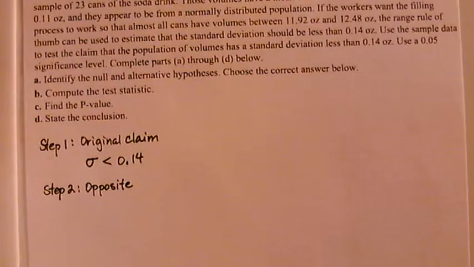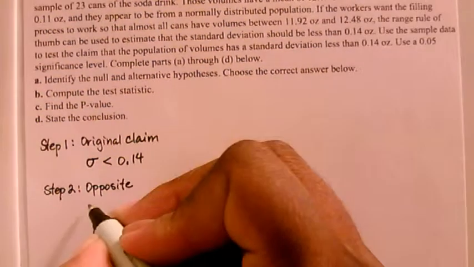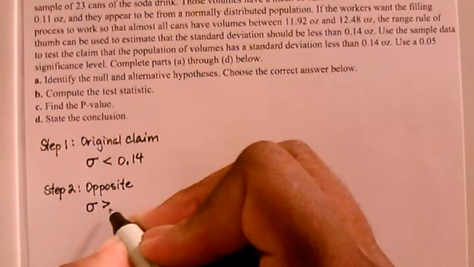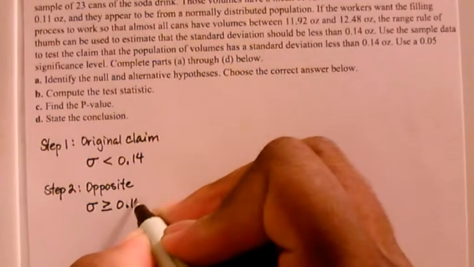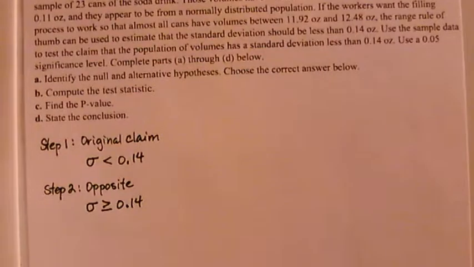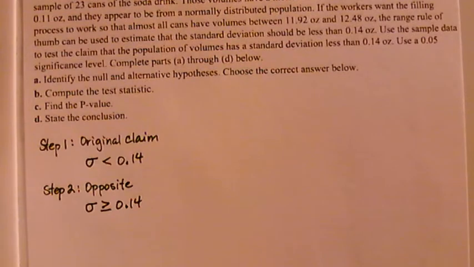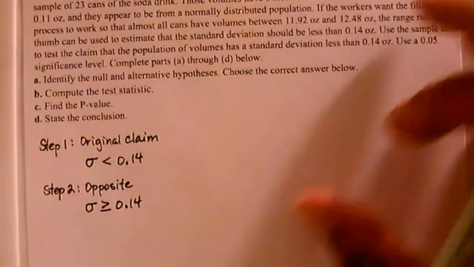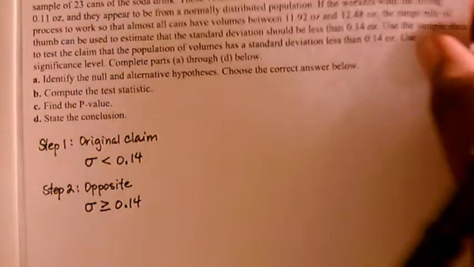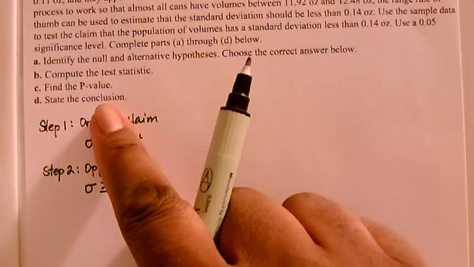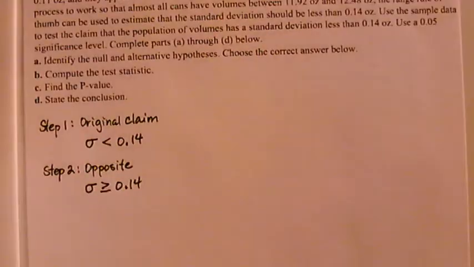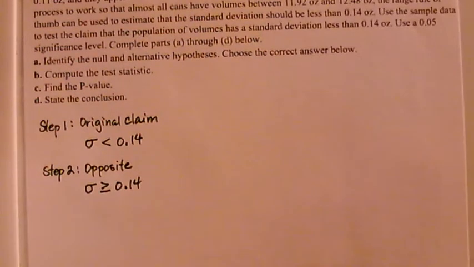Well, the opposite of less than would be greater than or equal to. So that opposite would be sigma is greater than or equal to 0.14. And then from steps 1 and 2, we can write our null and alternative hypothesis. So this will be the answer to part A, identifying the null and alternative hypothesis.